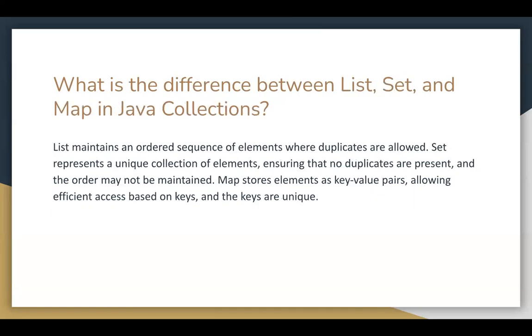Okay. So what is the difference between list, set, and map in Java collections? List maintains an ordered sequence of elements where duplicates are allowed, while set represents a unique collection of elements, ensuring that no duplicates are present and the order may not be maintained. While map stores elements as key value pairs, allowing efficient access based on keys, and the keys are unique.